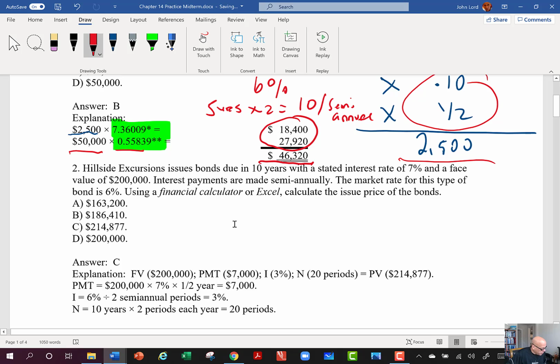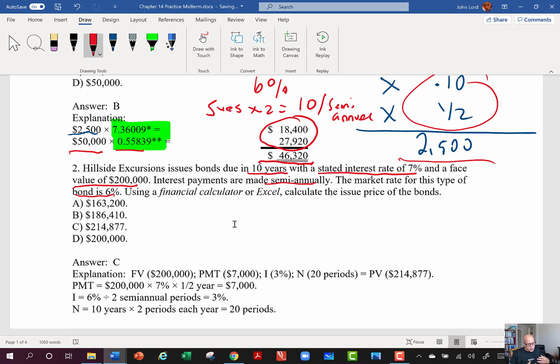Okay. All right, good. Let's take a look at this: Hillside Excursion issues bonds due in 10 years with a stated rate of 7%. A face amount of $200,000. Interest is semi-annual. This gives me all the key information right up here. The market rate for this type of bond is 6%.